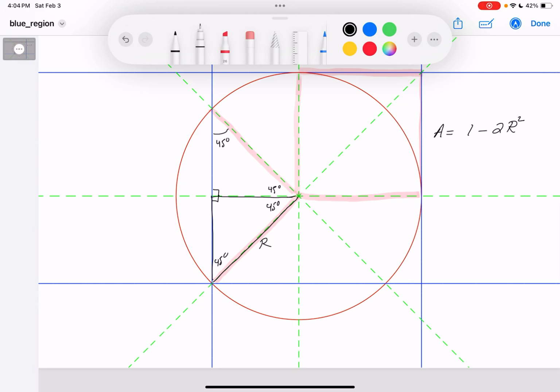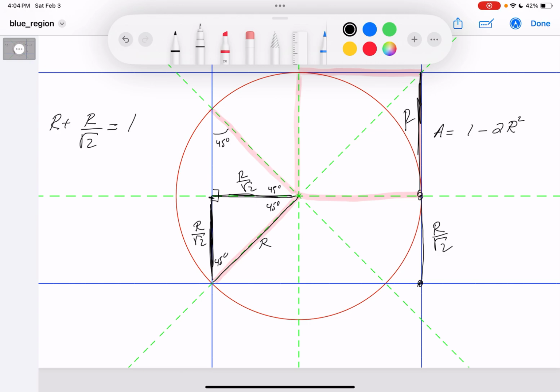And over here, what am I going to get? I'm going to get R over root 2. That's what this dimension is right here. And by the way, this is also R over root 2. So this length over here, that's the side of the square, is going to be R over root 2. And this length over here is just R. So what do I know now? I know that R plus R over root 2 is equal to the length of the side of that square, which was 1.